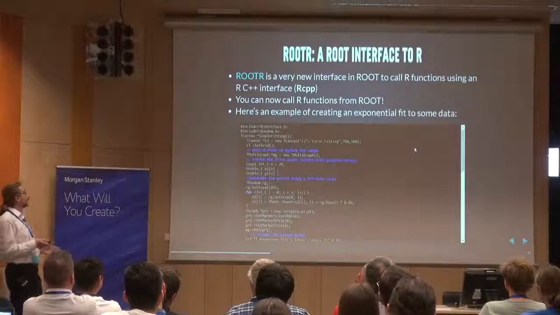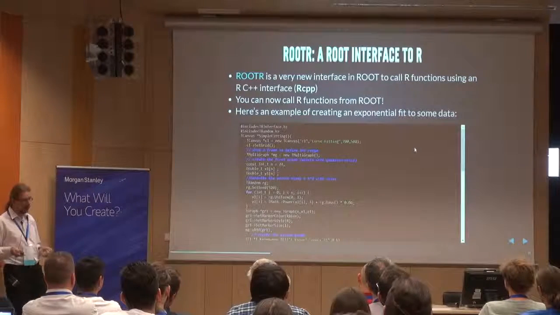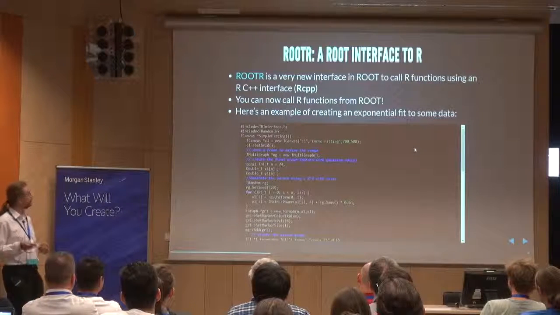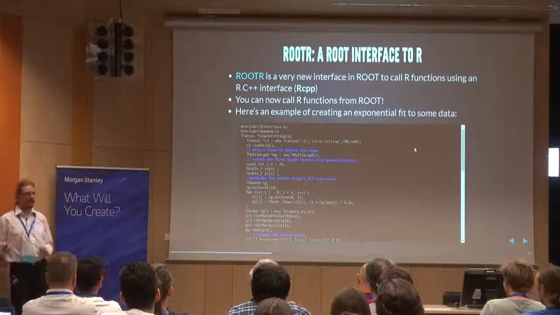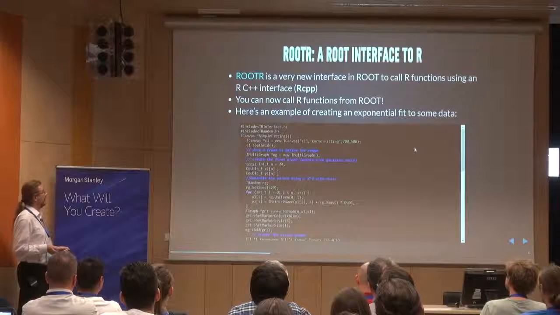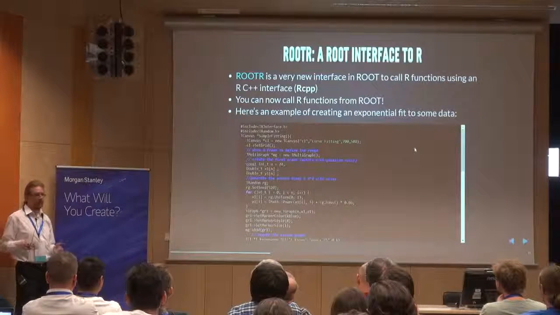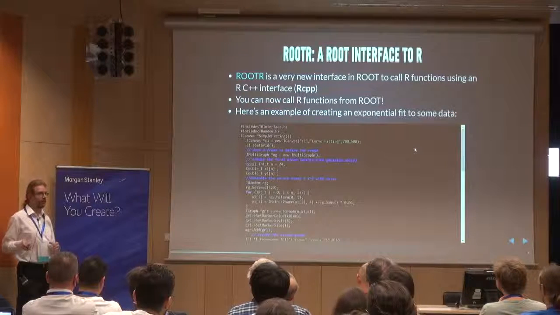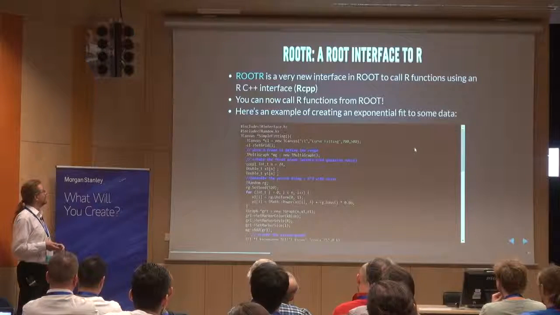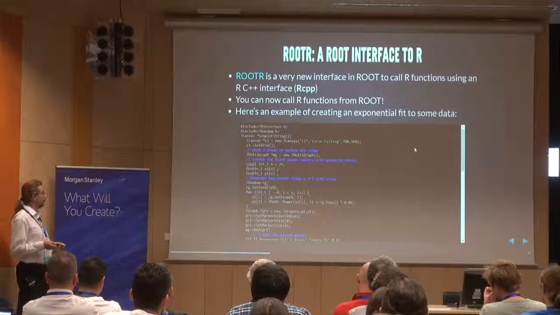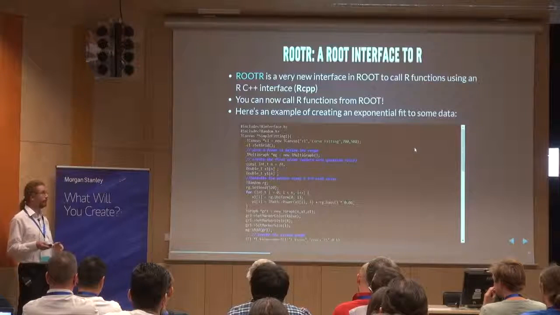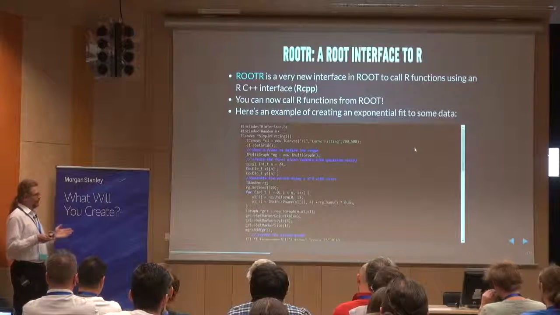The cool thing now is that there's an R interface to ROOT, so you can now call R functions from ROOT. But I don't know anybody who actually does this. It was something developed by a student in the Google Summer of Code last year. So if you wanted to do a fit, this is how you would do it. There's a lot of code there. You could scroll through it. There's about 100 lines of code there. There's a lot of typing.